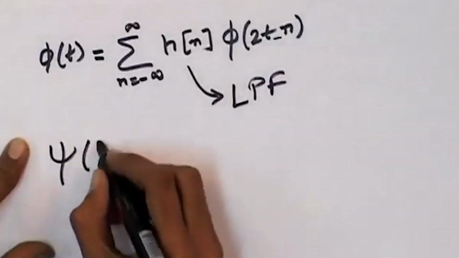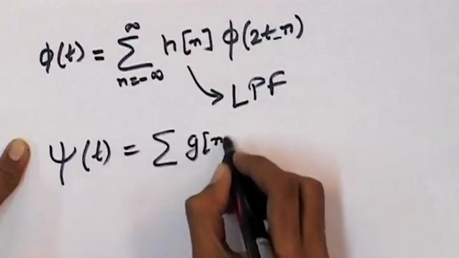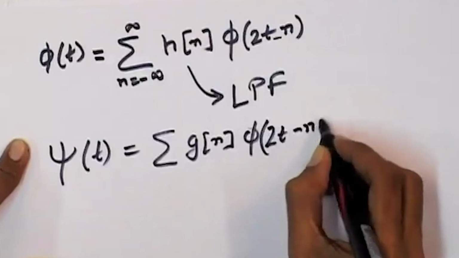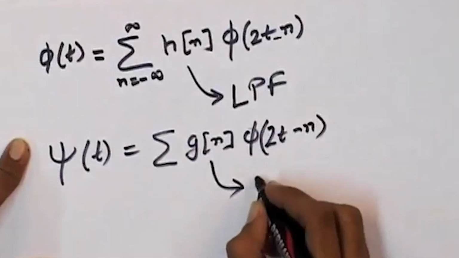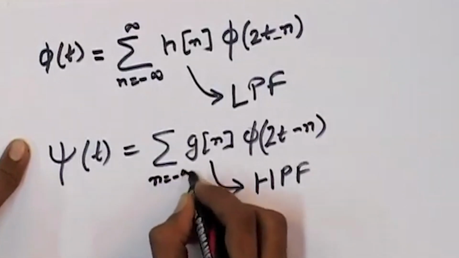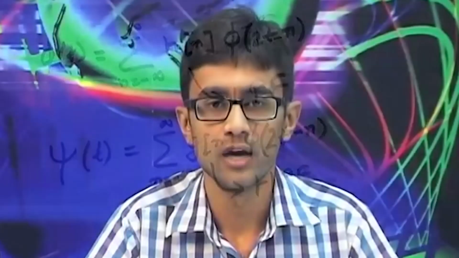Similarly, the wavelet function is given by summation g of n phi of 2t minus n, where g of n denotes the high pass filter response, n goes from minus infinity to infinity. So today in this demo session we will see how we generate the scaling and wavelet function using these expressions.